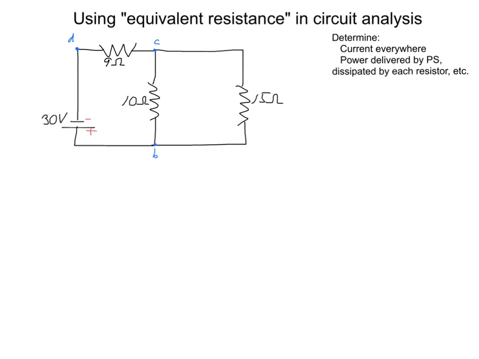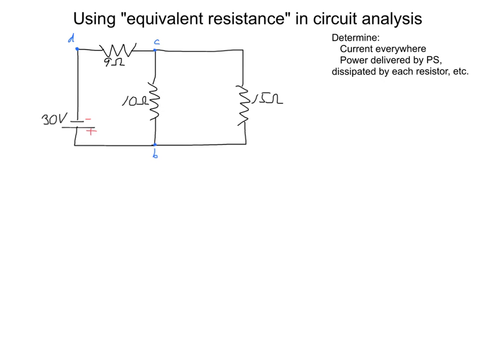So our job is to basically find out everything that we can about this problem. Among other things, we'll find the current everywhere, both through these resistors and the total current leaving the power supply and entering the power supply. I also want to know the power delivered to the circuit by the power supply and dissipated by each of the resistors, and as a check we'll calculate the total power dissipated by the equivalent resistance between points B and D in this circuit network.